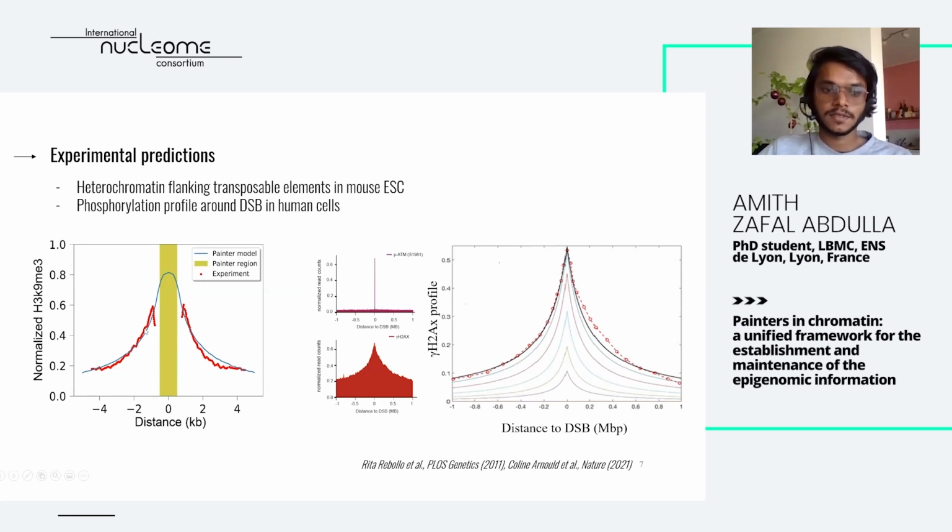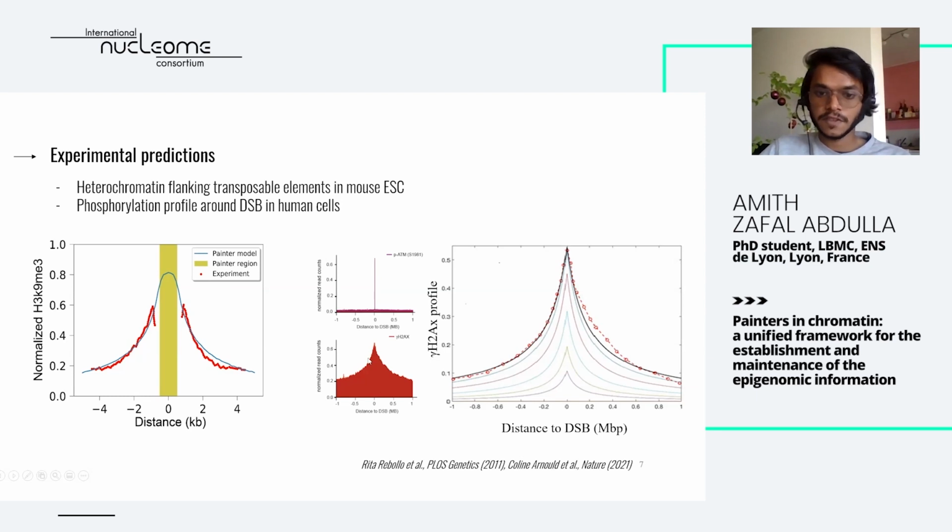Here on the left, in mouse embryonic stem cells, we're looking at H3K9me3 marks, and we can predict the K9me3 profile around a transposon element with the sequence-specific painter model. On the right, we have a phosphorylation profile in human cells. Here we have a double strand break at position 0, and this is the profile of the enzyme, the kinase that maintains genome integrity. It is highly localized at the break, and then we have a phosphorylation profile, something like this.